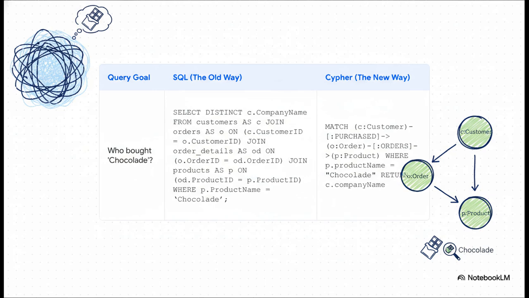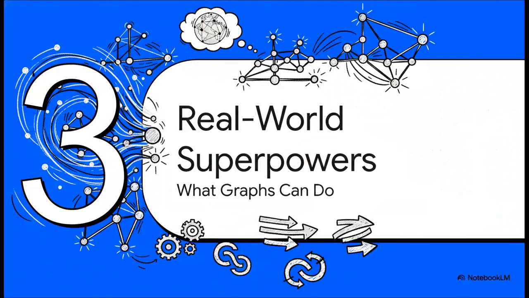Okay, let's see what this looks like in the real world. On the left, if you want to find out who bought the product chocolate, you have to write this big, complex 4-table join in SQL. It's a headache to write and even harder to read. Now, just look at the right. That's the graph query language, Cypher. It's beautiful. You're literally just drawing the pattern you're looking for with text. You can read it like a sentence. Find me a customer who purchased an order which orders a product. It's pattern matching, not a complex calculation. It's readable, it's elegant, and it is unbelievably fast.